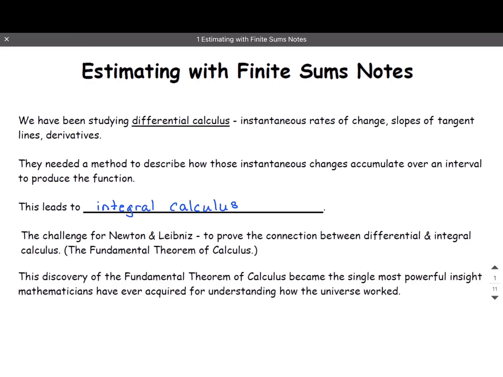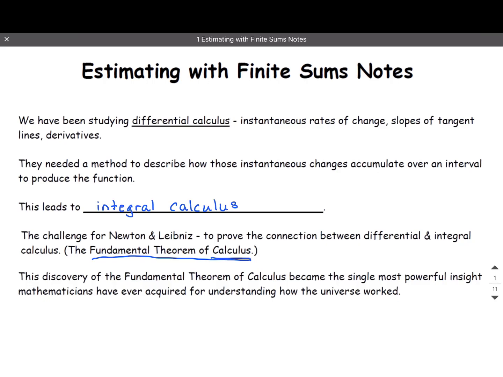The challenge at the time for Newton and Leibniz, because they both did it separately at the same time, was to prove the connection between differential and integral calculus. And that's the fundamental theorem of calculus, which we will learn, but not yet. We're not quite ready for the fundamental theorem of calculus yet.